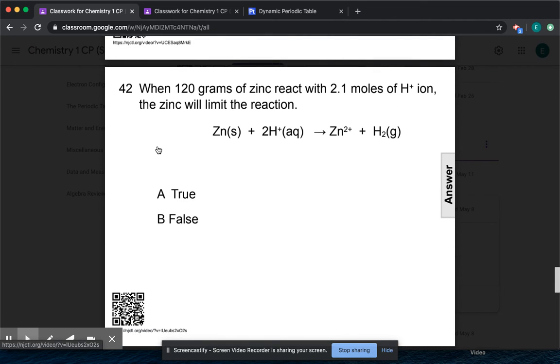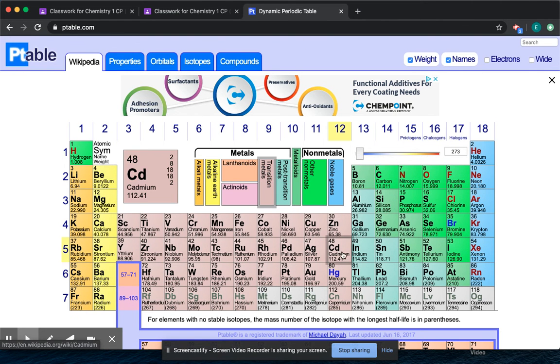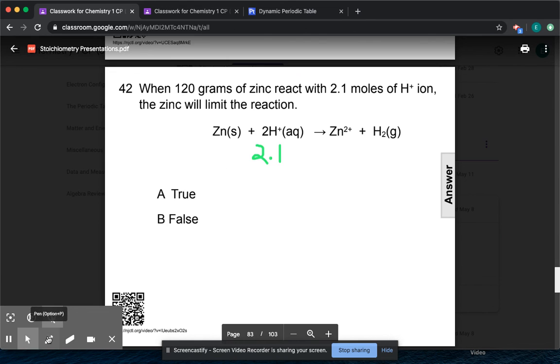And then 42, we have 120 grams of zinc and 2.1 moles of hydrogen ion. So we know this one right away. This is 2.1 moles. What we don't know is how many moles of zinc we have. So let's figure that out. Go to the periodic table. Zinc is Zn. What is the molar mass? The molar mass is 65.38. So we need to convert the 120 to moles by dividing it by 65.38.